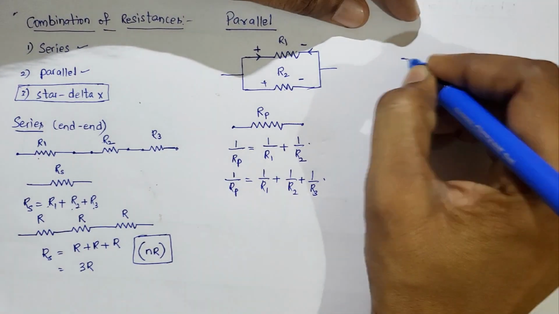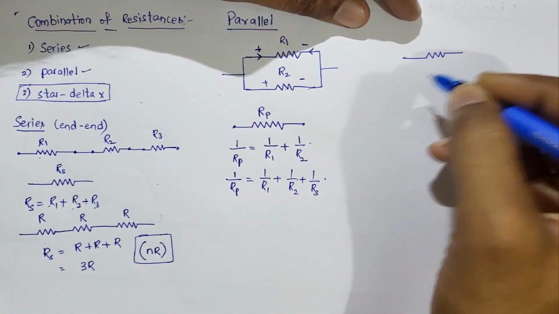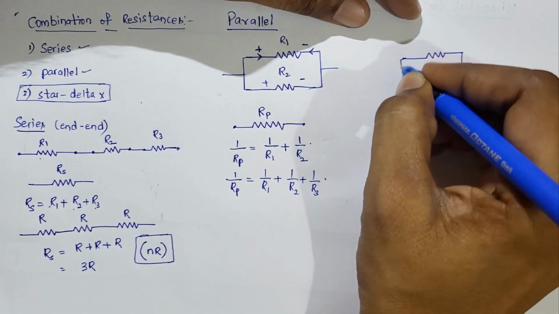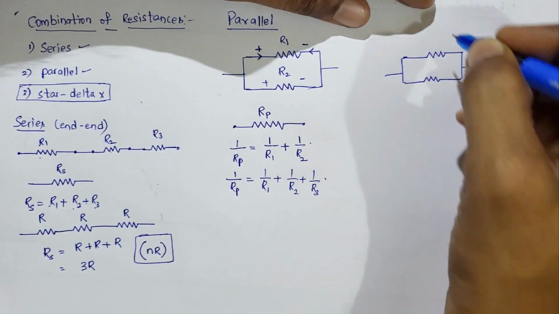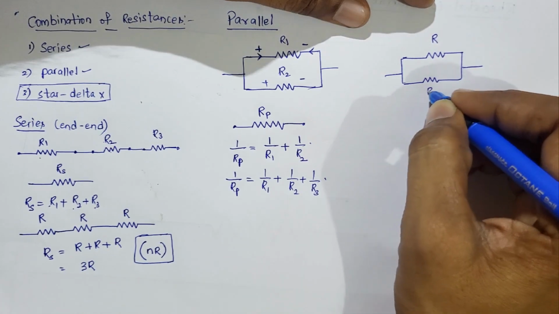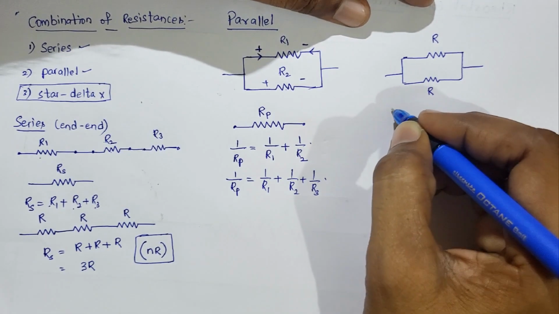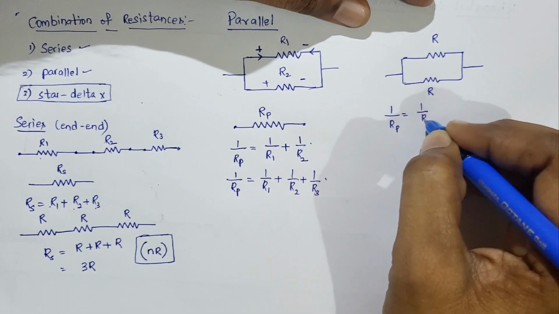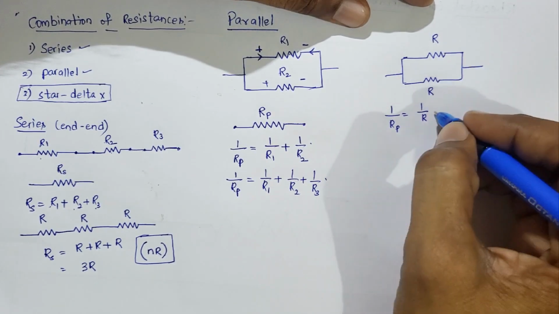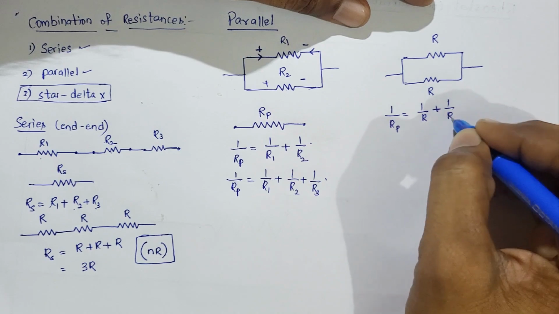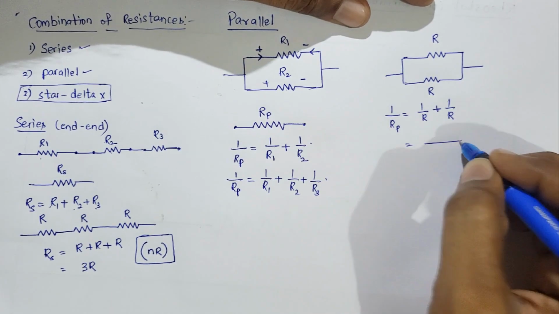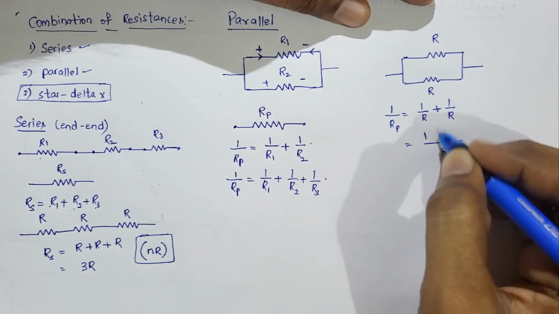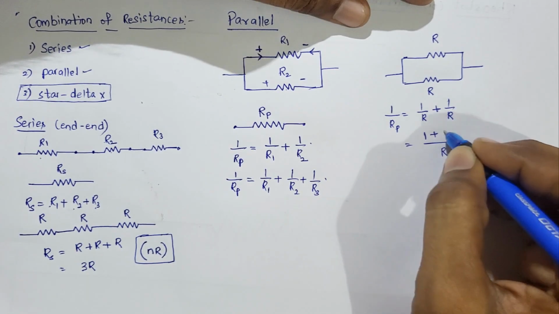Imagine two resistances of equal value are connected in parallel like this and like this. This is R and this is R. What is the equivalent resistance formula? 1 by Rp is equal to 1 by R1. R1 is also R, R2 is also R. 1 by R plus 1 by R. What is the LCM now? LCM is R, it becomes 1 by R into R cancels, 1 plus 1.